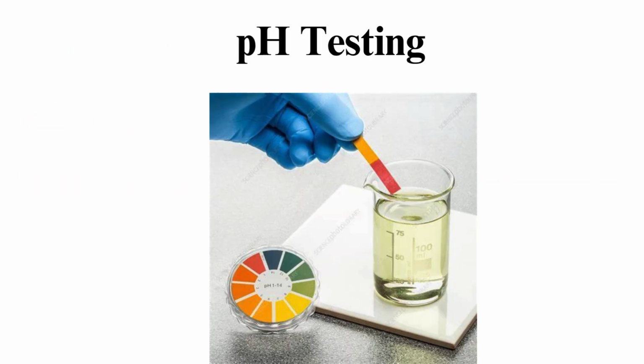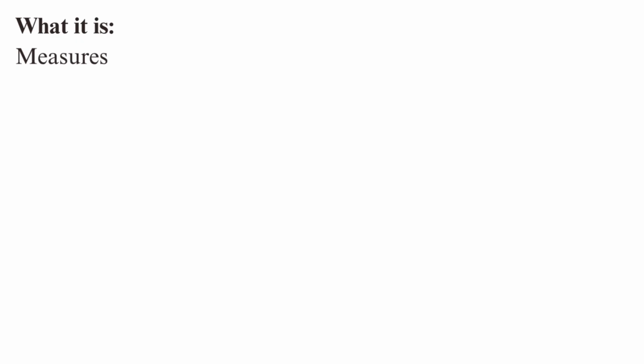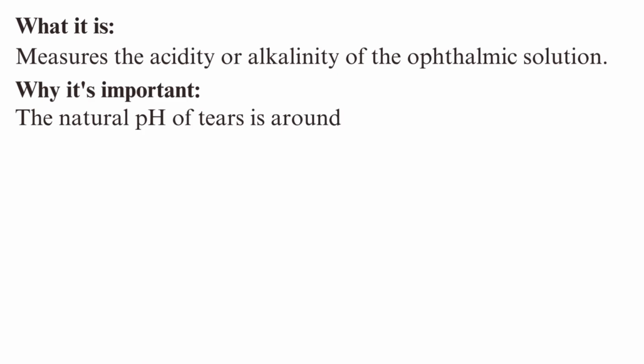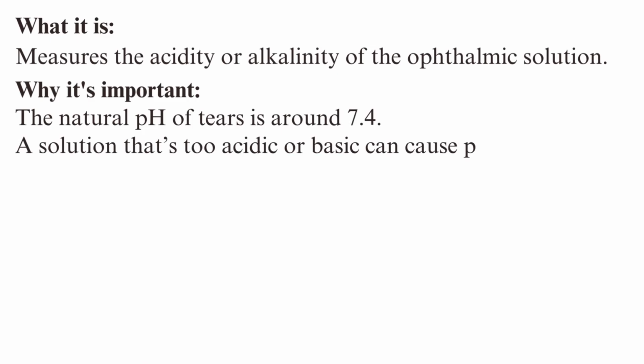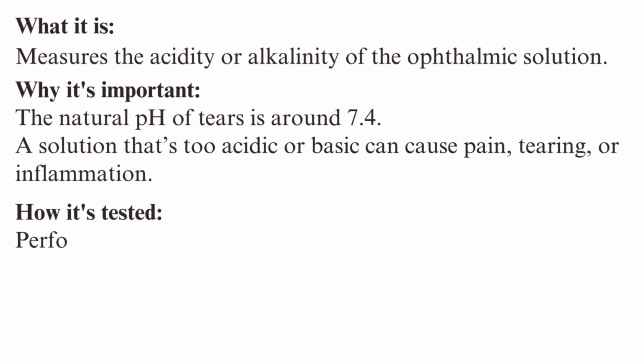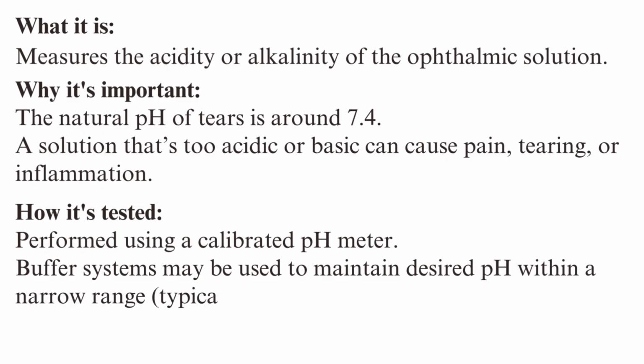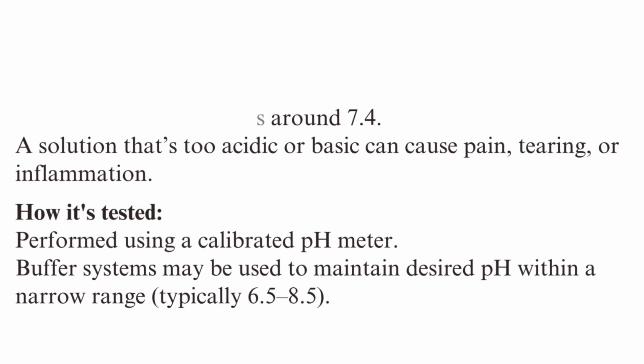3. pH testing. What it is: measures the acidity or alkalinity of the ophthalmic solution. Why it's important: the natural pH of tears is around 7.4, a solution that's too acidic or basic can cause pain, tearing, or inflammation. How it's tested: performed using a calibrated pH meter. Buffer systems may be used to maintain desired pH within a narrow range, typically 6.5 to 8.5.